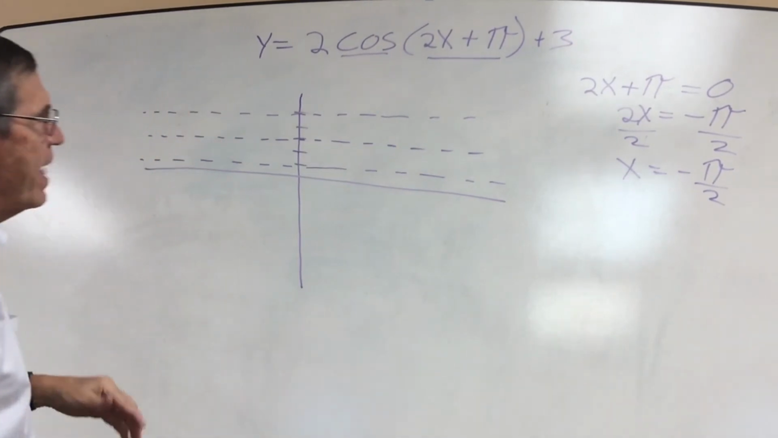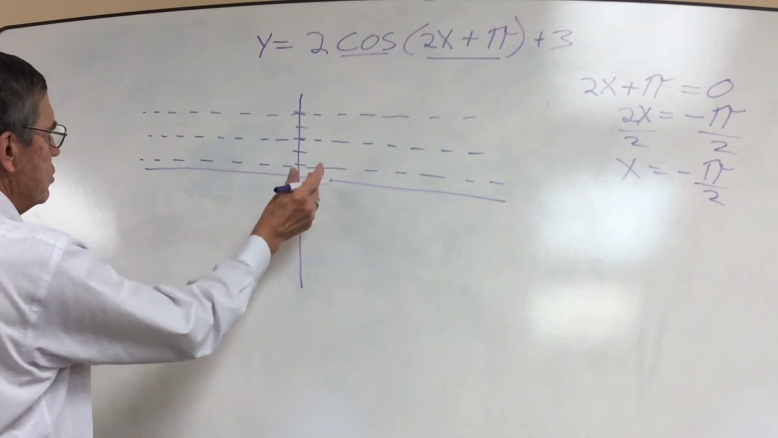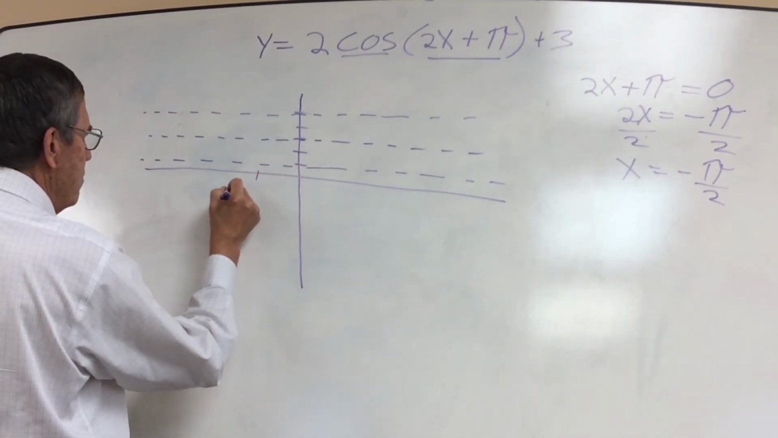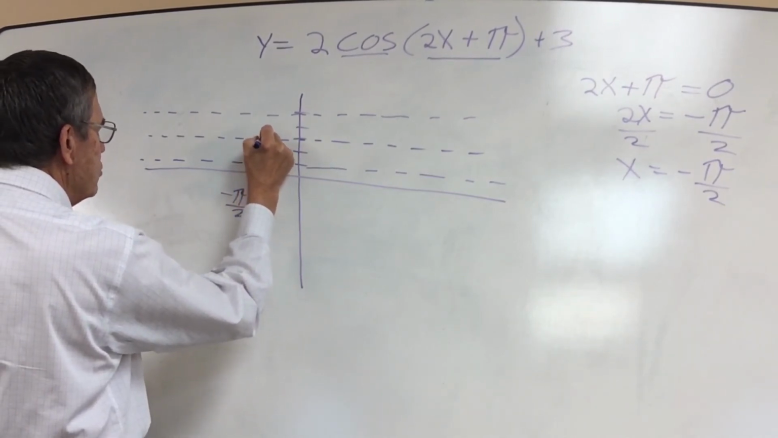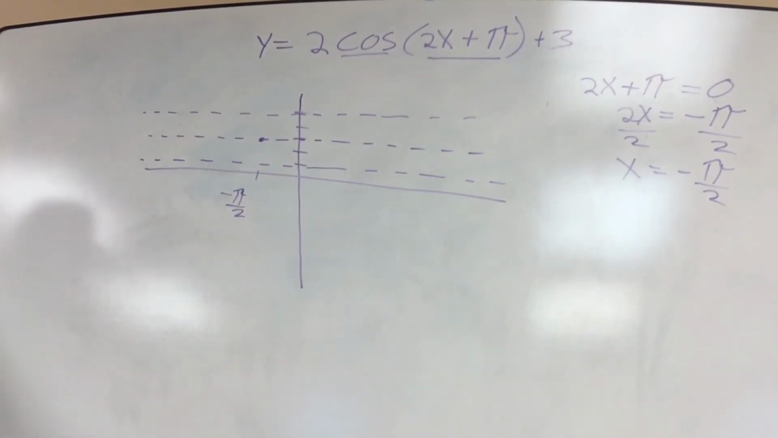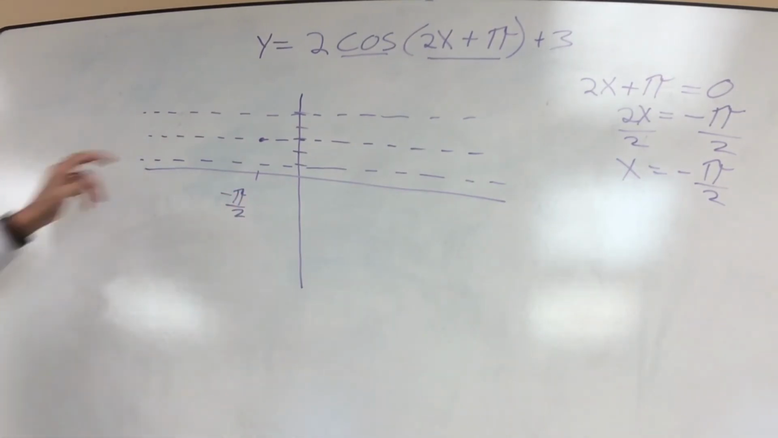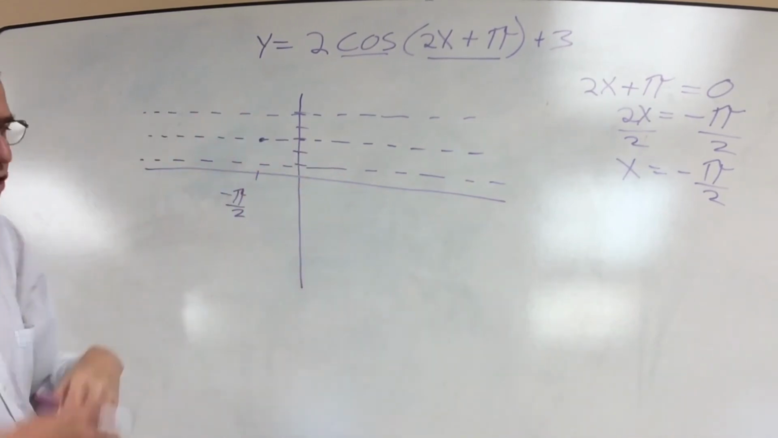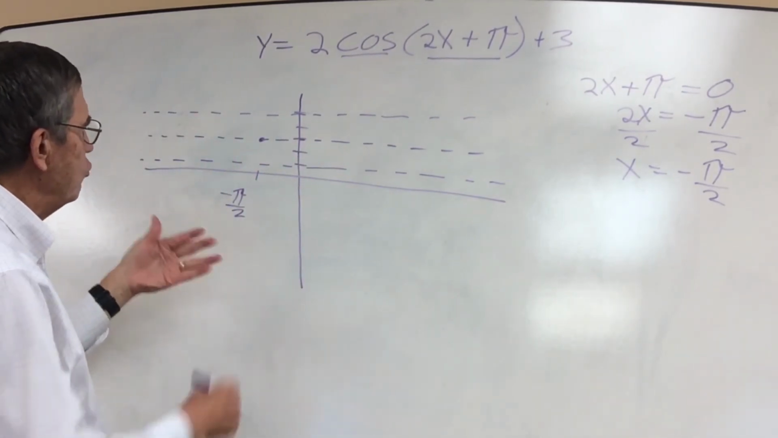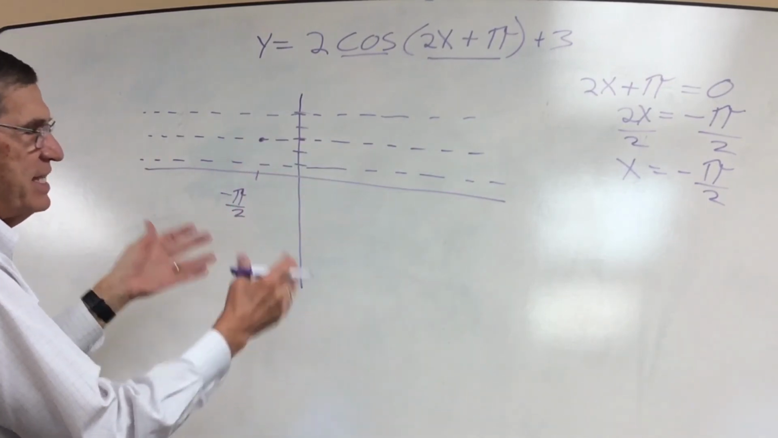Okay? So that means it's going to center at minus pi over 2. So we'll come back here to minus pi over 2, and we'll say, guess what? That's going to start right there. It is shifted back minus pi over 2. Okay? Now, how fast is this going to go through its cycle? Well, the 2 says that it's going to go twice as fast as a normal cosine. So that means it's going to go twice as fast as 2 pi. Twice as fast means half the period.